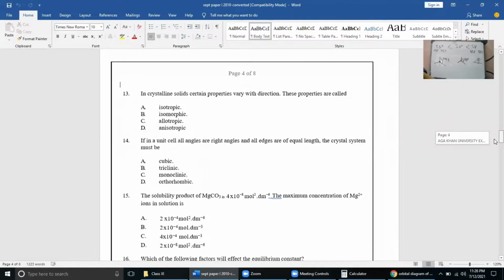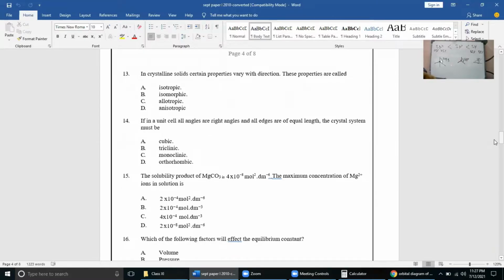Next question is number 13. In crystalline solids, certain properties vary with direction. These properties are called, means different direction, different properties in crystalline solids, and this phenomenon is known as anisotropism. And this property of any crystalline solid is known as anisotropic. As you all know, crystalline solids are anisotropic and amorphous solids are isotropic.